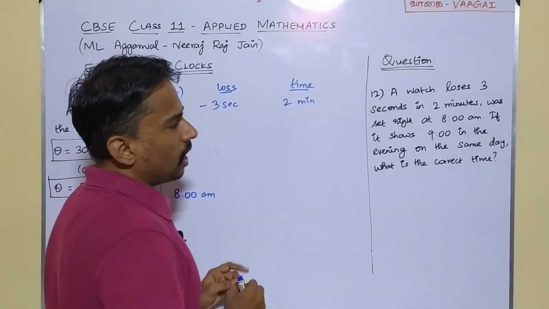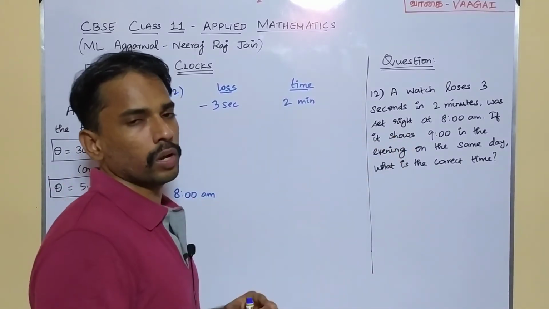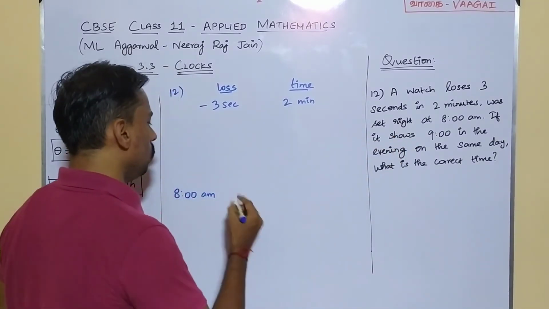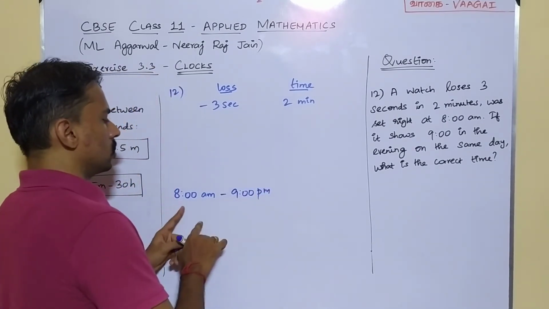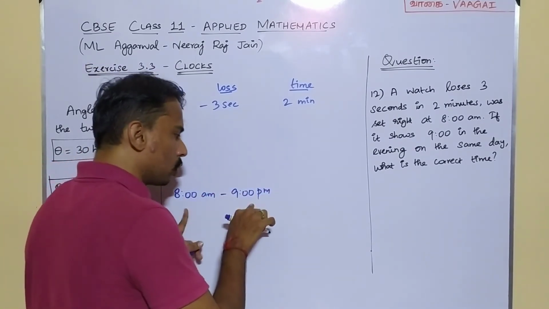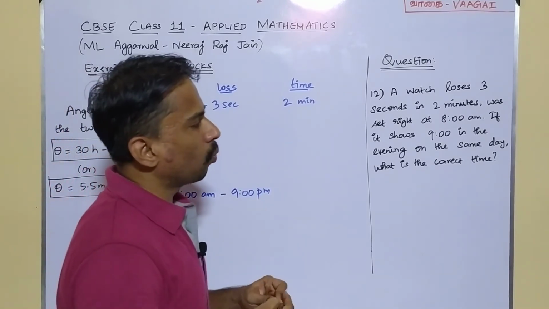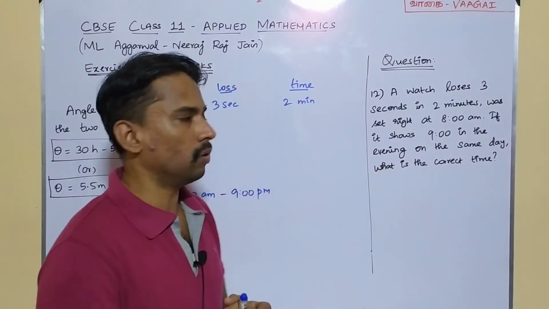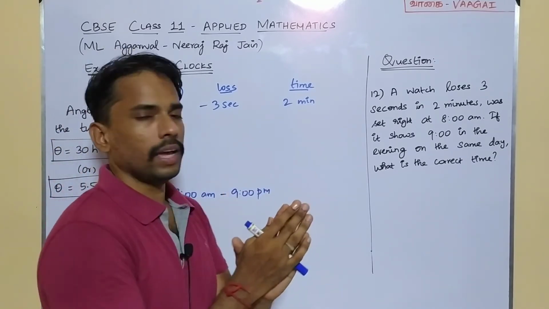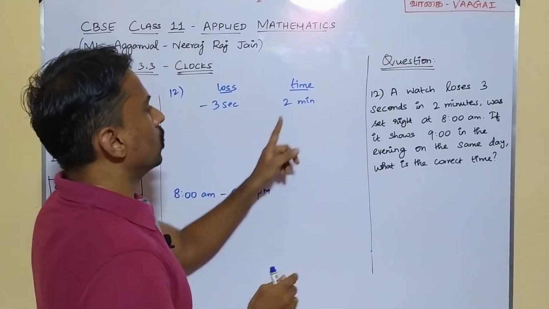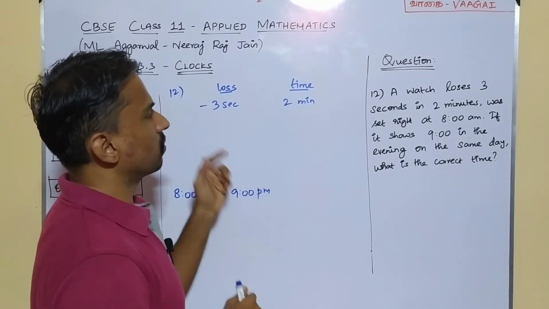Morning 8 a.m. it is set correct, and evening what time is it showing? It is showing a time 9. So evening 9, that means it is called 9 p.m., right? So this is what it is set correct, and now it is showing 9 p.m. and they are asking what is the correct time by then. So as usual I am going to try like how we tried the previous question. As usual we will try to write it in terms of seconds.